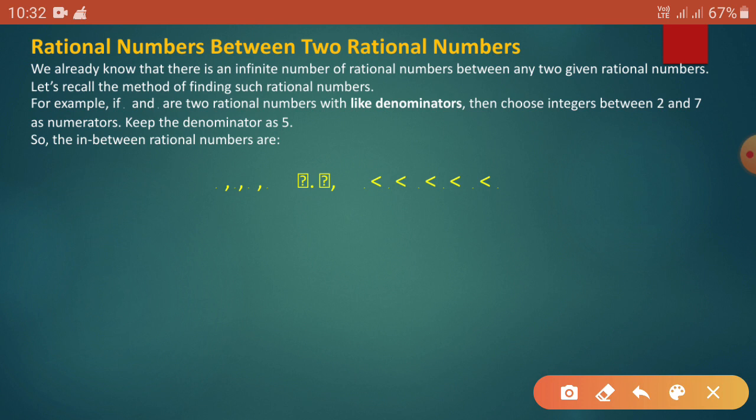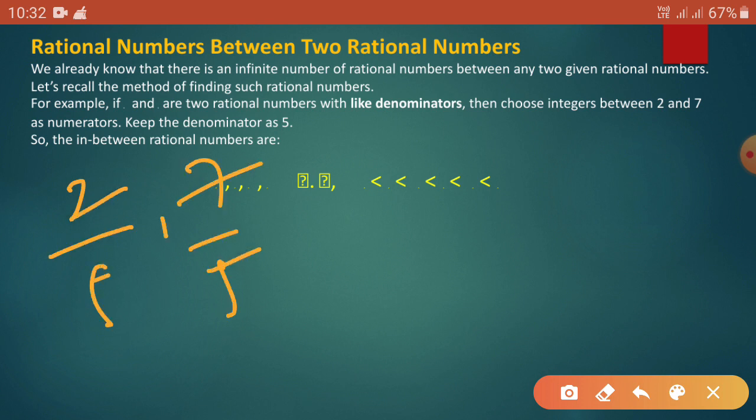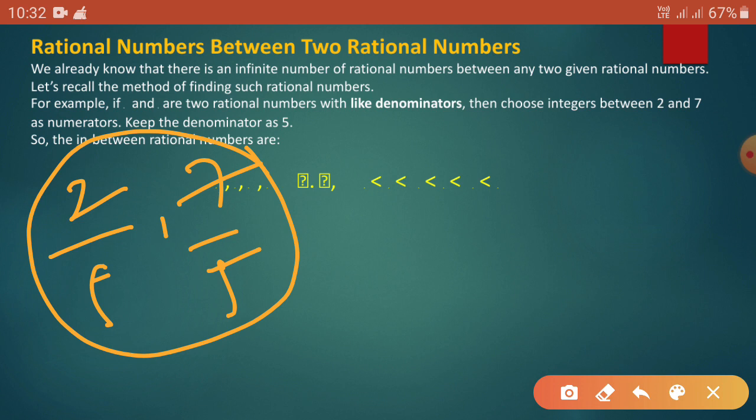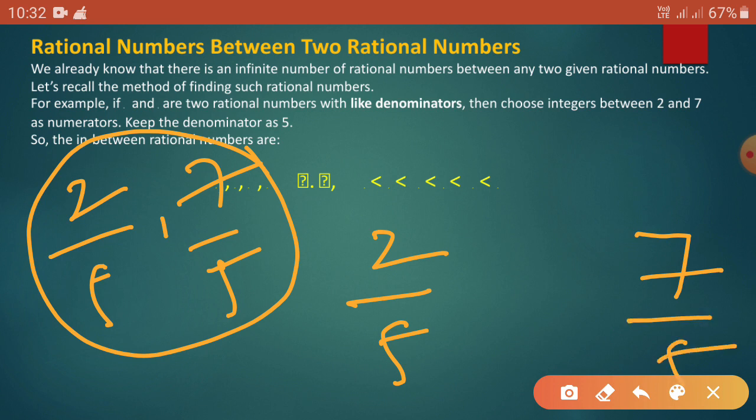Now if 2 by 5 and 7 by 5 are two rational numbers with like denominators, then finding the rational number between them is very simple. We will read the steps in the next slide, but here I am giving you just the example. It is 2 by 5 and it is 7 by 5. We have to find the rational numbers in between these two rational numbers.